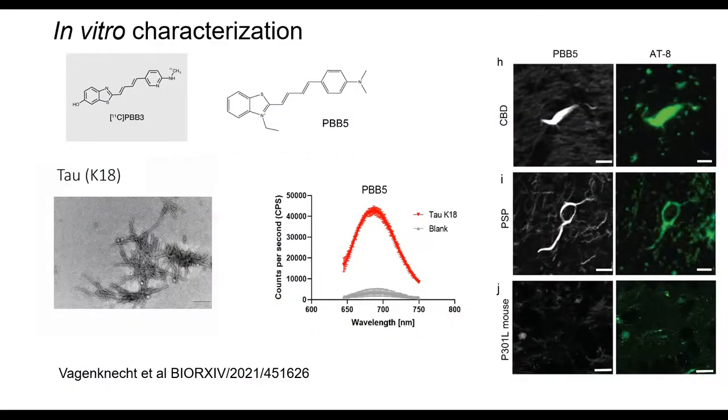So in this study, we use a compound PBB5, which is a derivative of PBB3, and it's also similar to PM-PBB3 that's used in the clinical trial. Compared with PBB3, it has a higher absorbance spectrum that's suitable for photoacoustic imaging. In the fluorescence test, we can see PBB5 shows specific binding to recombinant tau fibril, and it also binds well to the tau aggregates in CBD and PSP patients. In the final column on the right side, we can observe quite good overlap between the PBB5 signal and the AT8 staining for phosphorylated tau.